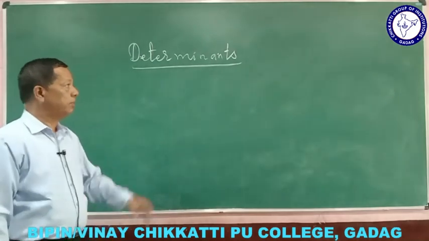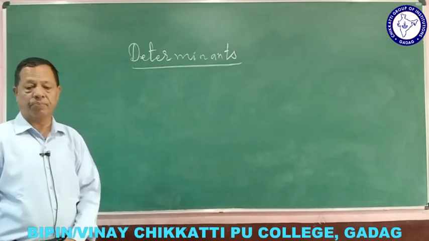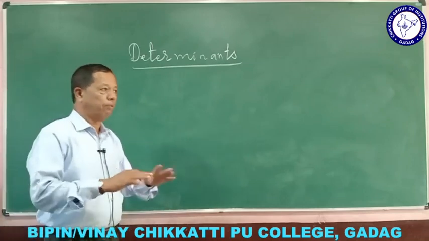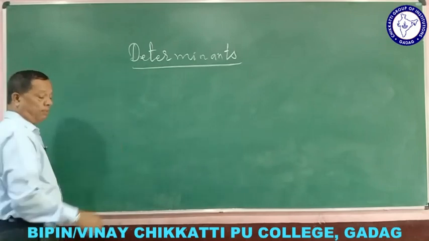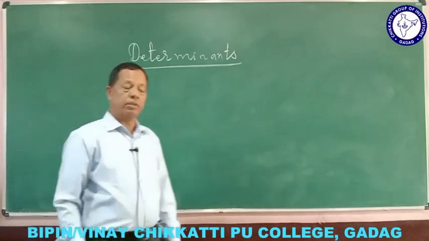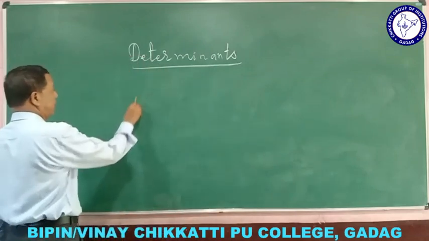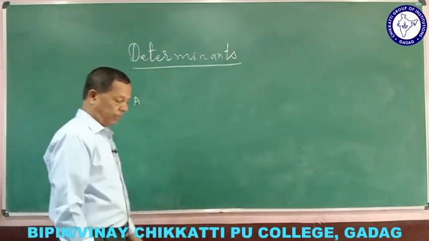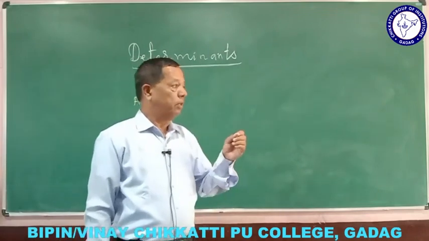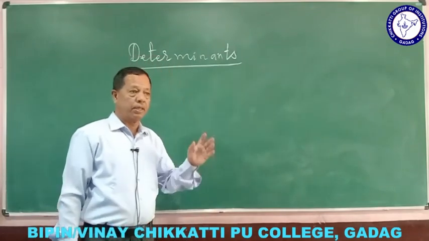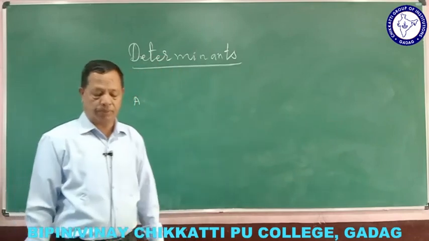The question is, what are determinants? I don't want to tell everything, only the simple way to understand. So far you know the matrix, that too the square matrix. Suppose A is a square matrix. Try to understand, only square matrices can be considered for defining determinants.